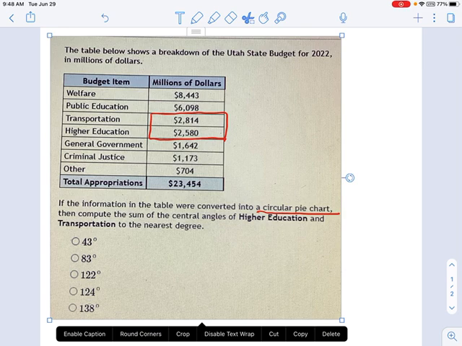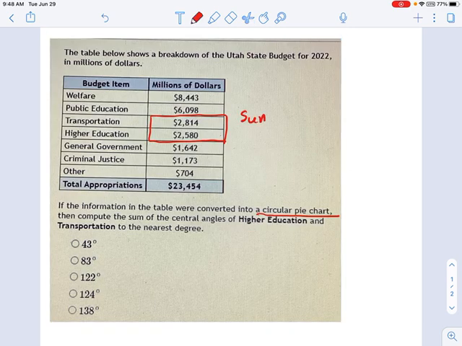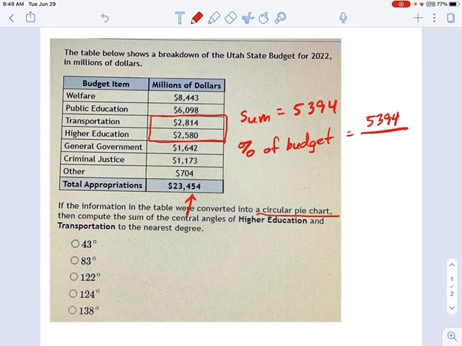So if you add those up, let me get my pen going here. What we get from the sum of those two things is, let's see, 2814 plus 2580. We get 5,394. Now, as a percentage of the budget, let's figure out what that is. 5,394 divided by our total. Remember what our total is right there? 23,454. And these are all in millions of dollars, so this is really a lot of money we're throwing around here.